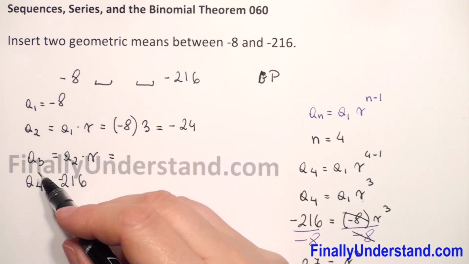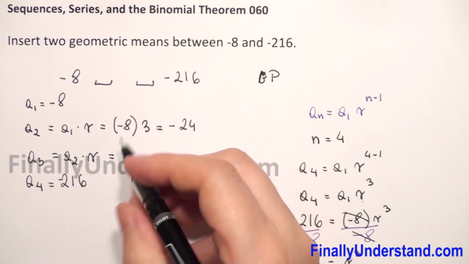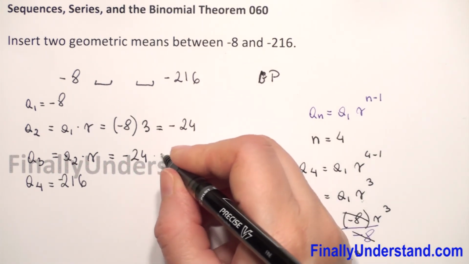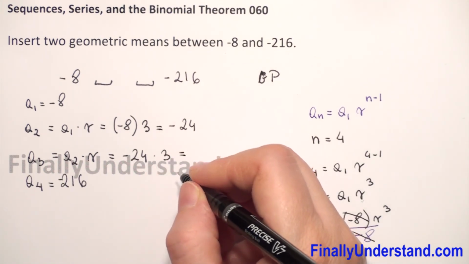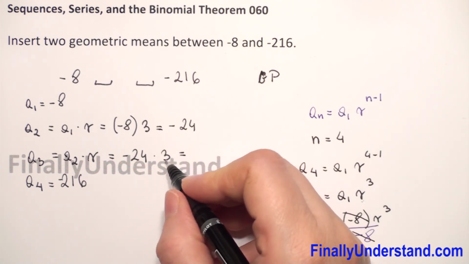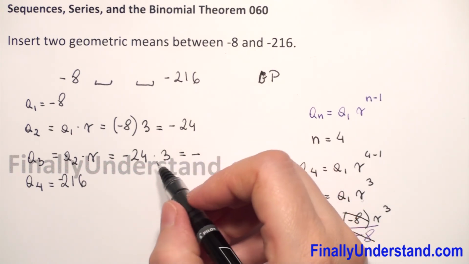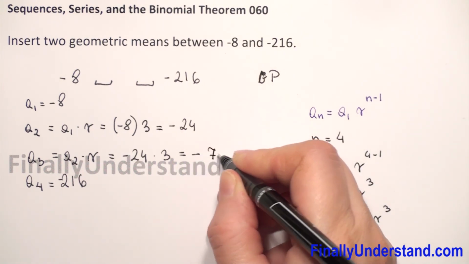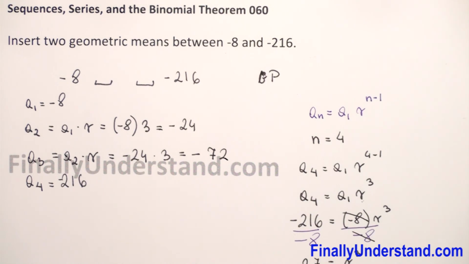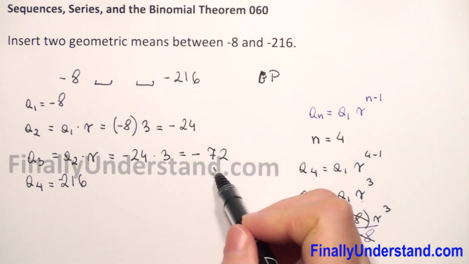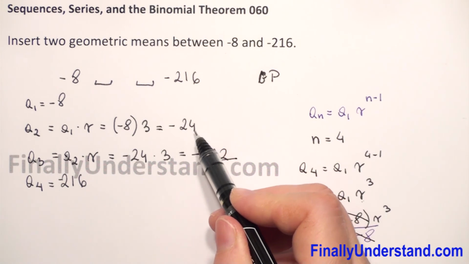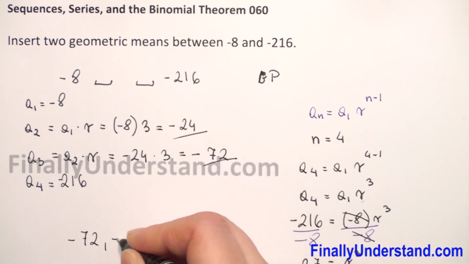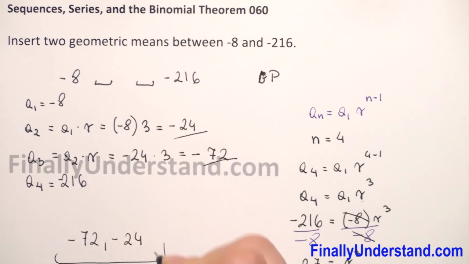Now the third term, what will it be? A2 we calculated is negative 24, times r we found is 3. So this is negative 24 times positive 3, so it will be negative, and 24 times 3 is 72. So we have our two geometric means, negative 24 and negative 72. This is my solution.